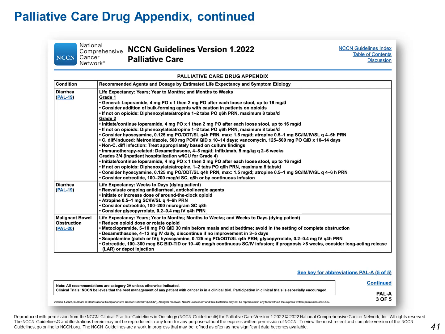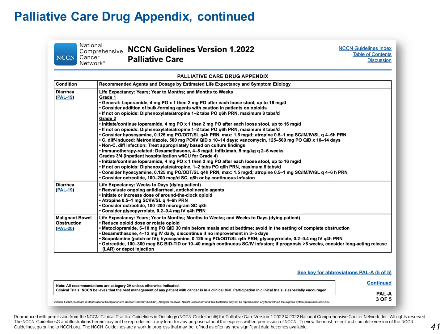Keep C. diff-induced diarrhea on your differential and consider metronidazole 500 milligrams PO or IV. Less preferred, can be used 10 to 14 days course usually. Vancomycin has to be given PO 125 to 500 milligrams QID for 10 to 14 days again, if that's chosen. For non-C. difficile infection, treat appropriately based on culture findings. For immunotherapy-related diarrhea, dexamethasone 4 to 8 milligrams per day, and in severe cases, infliximab 5 milligram per kg, Q2 to 6 weeks.